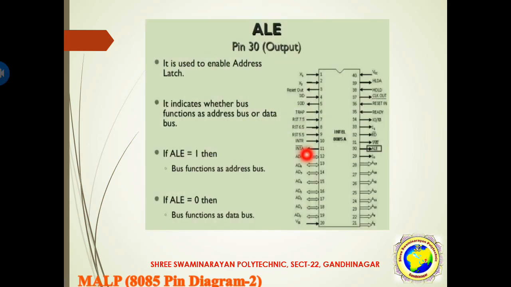Pin number 30 is ALE, the address latch enable. It is used to enable the address latch, and it indicates whether the bus functions as address bus or data bus. If ALE is 1, then the bus functions as the address bus, and if it is 0, the bus functions as the data bus. So this pin decides: level 1, it performs as the address bus, and level 0, it performs as the data bus. Okay, so this pin is important, because the multiplexed address and data bus gets separated by it.